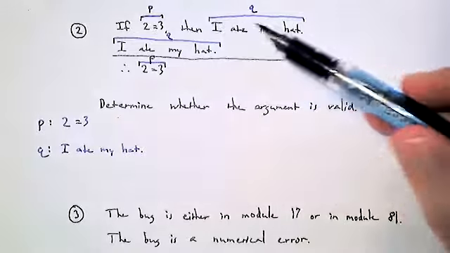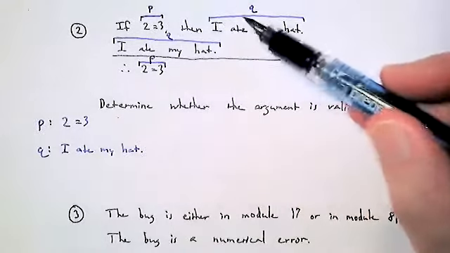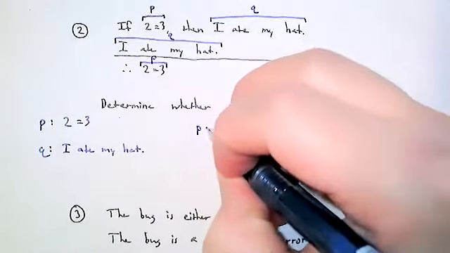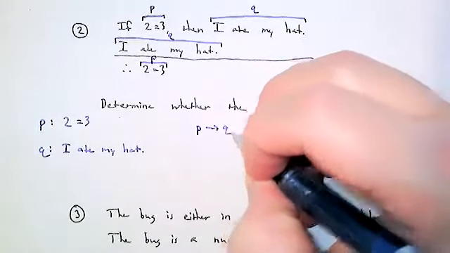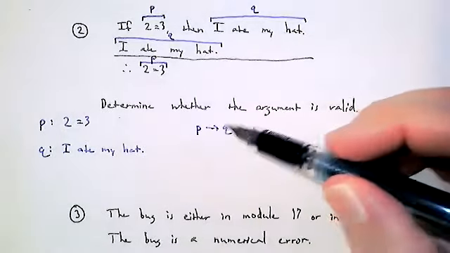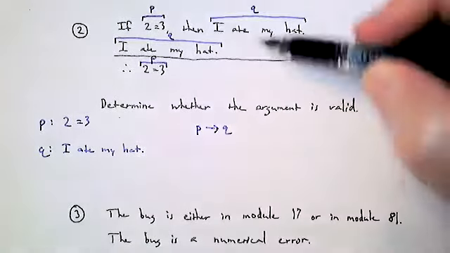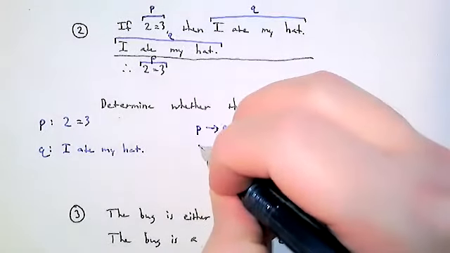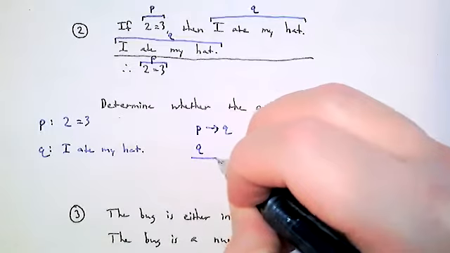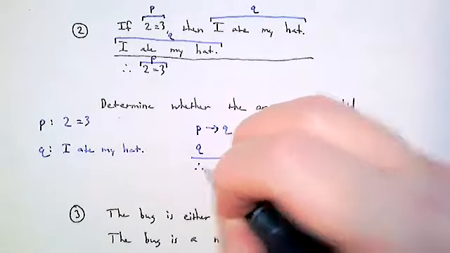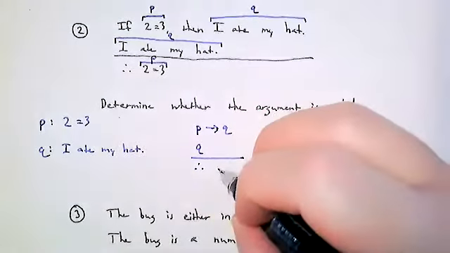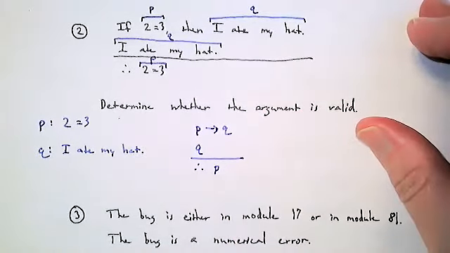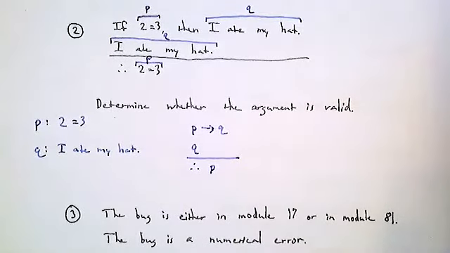The first hypothesis is if P, then Q. So we'll use the symbol for a conditional proposition, the arrow. The next hypothesis is the proposition Q. And then the conclusion is the proposition P. So is this valid?